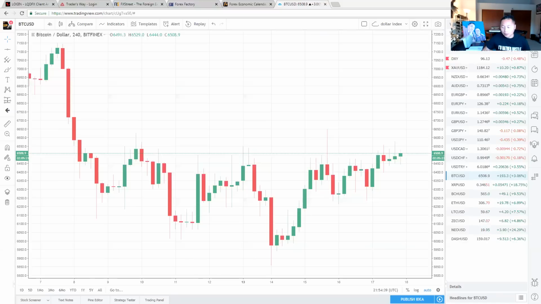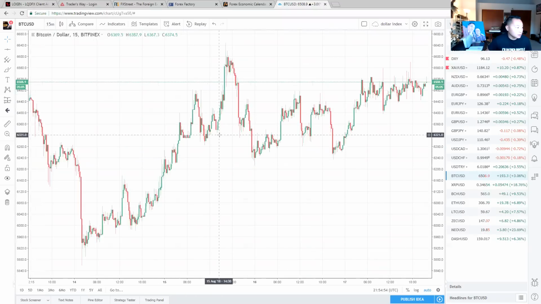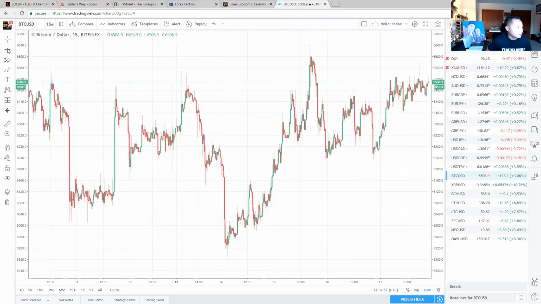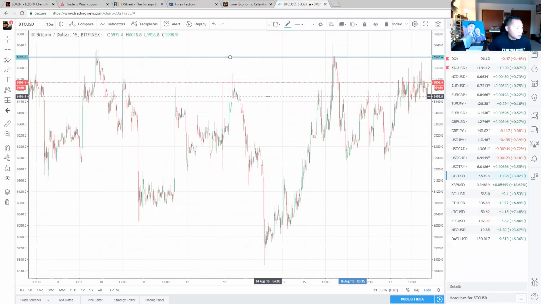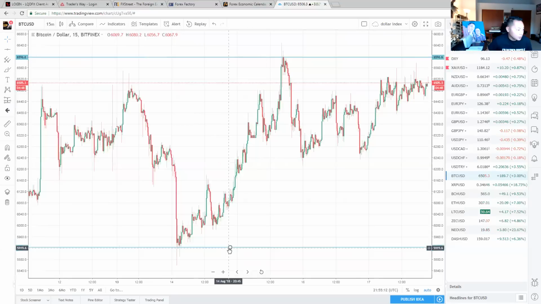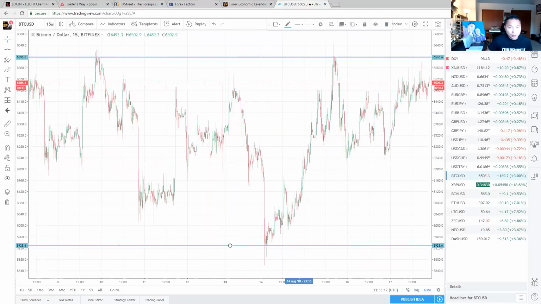I know this is on the 4-hour, so, what is going on with my mouse? Come on. So by going back to the 15-minute, let's outline it. Highest price and lowest price. Highest price, lowest price. And notice if I zoom back out, you can see that these two match up.